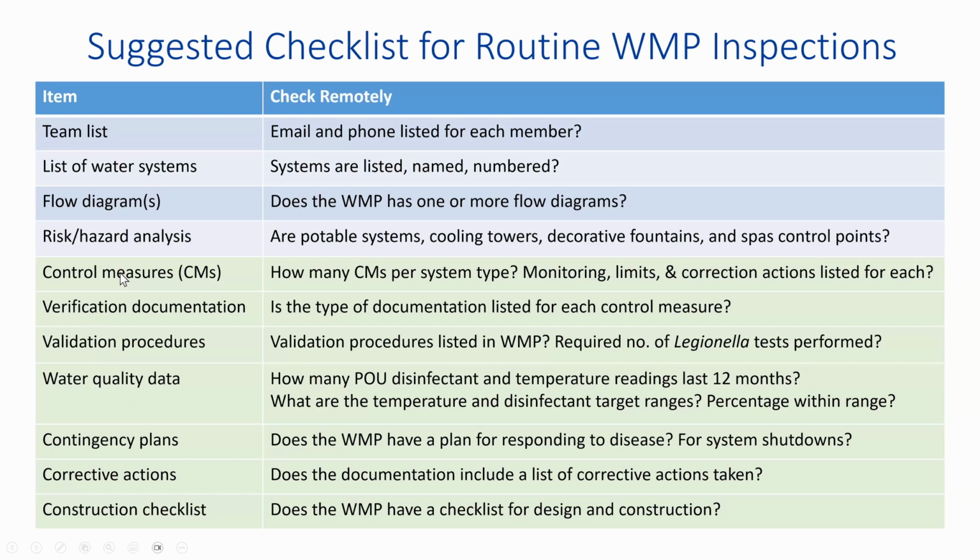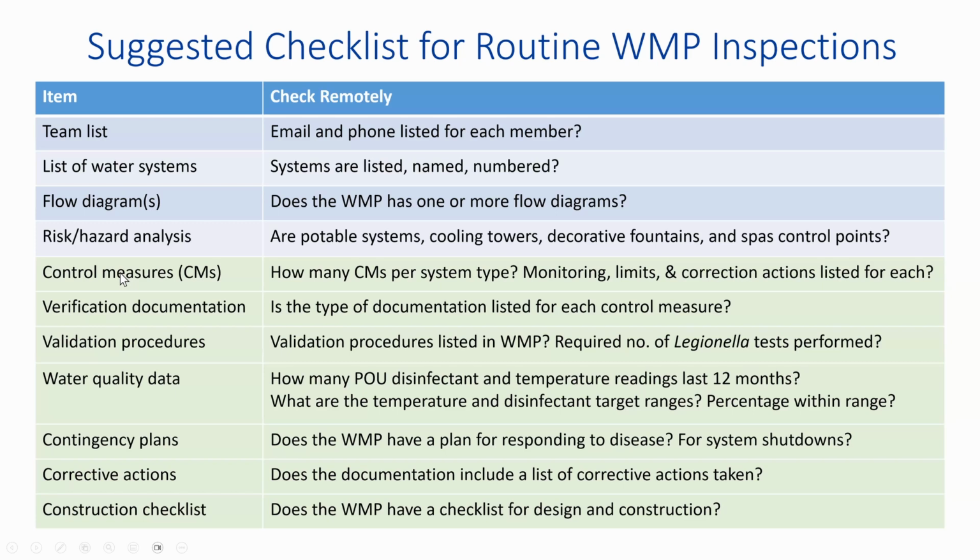But one way or another, they should at least list the type of documentation they have to show they've done that control measure. And the plan has to have validation procedures. So are they listed in the plan? What are the validation procedures? If in your state Legionella tests are required, then do they have the required number of Legionella tests performed?